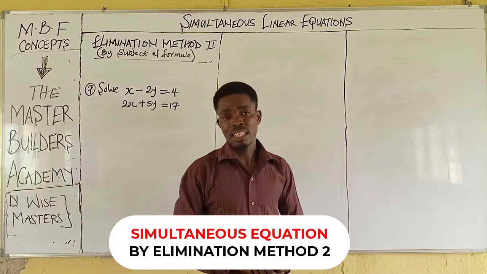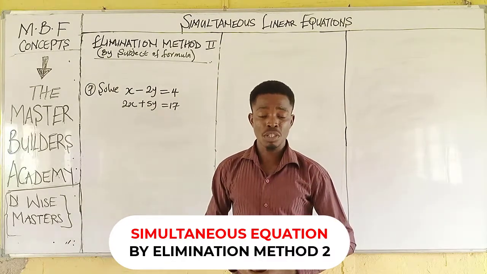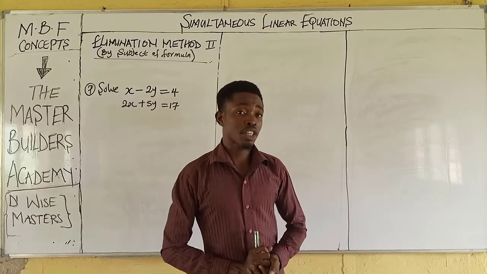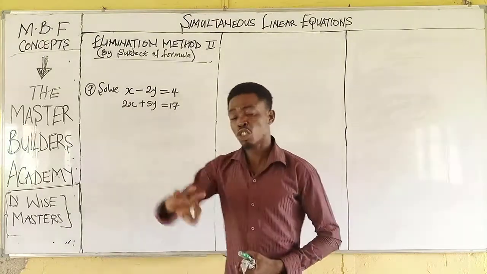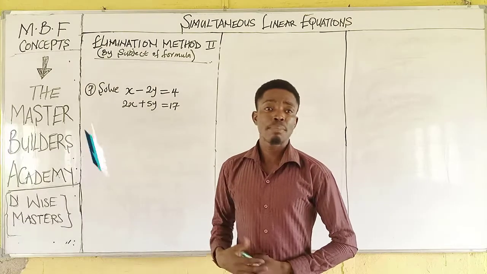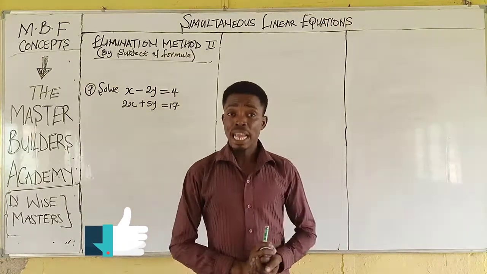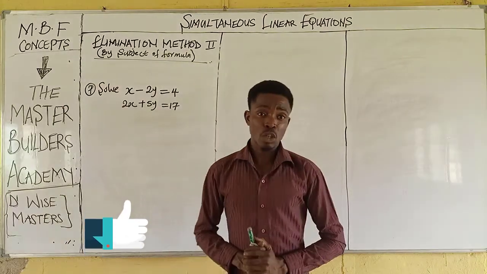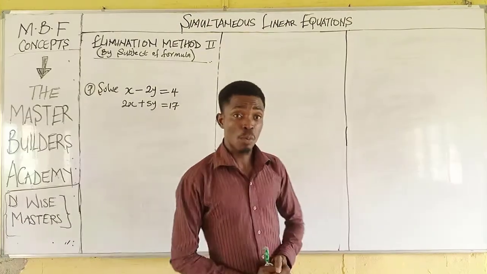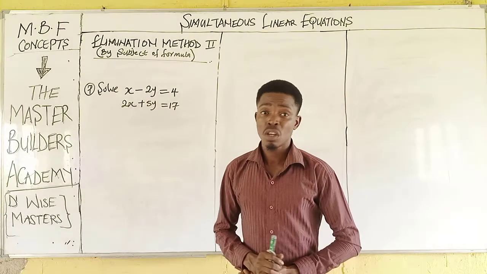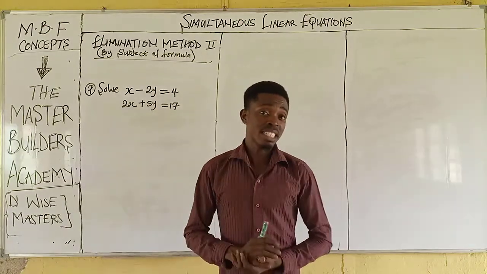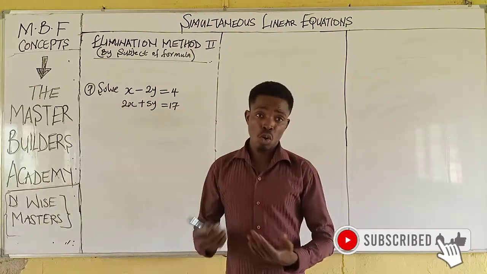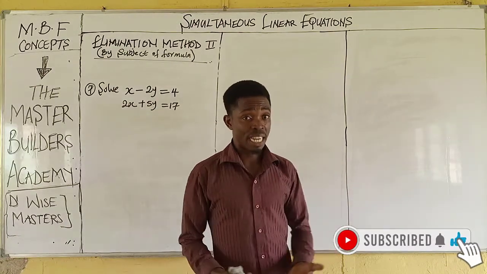We have been looking at the concept of simultaneous linear equations, and now in this video we are going to look at simultaneous linear equations by elimination method 2. We have looked at the method of substitution, then elimination method 1, and now elimination method 2, because in the first video I made it clear that we have two methods of elimination. We have looked at the general elimination. Now I want to use the other elimination method that is more common. In most textbooks, you may not find this method there.